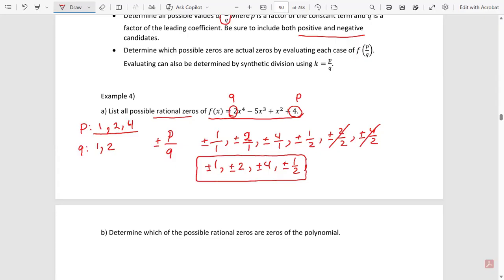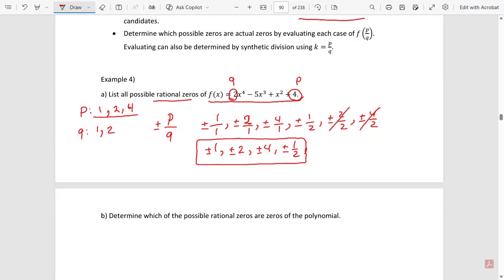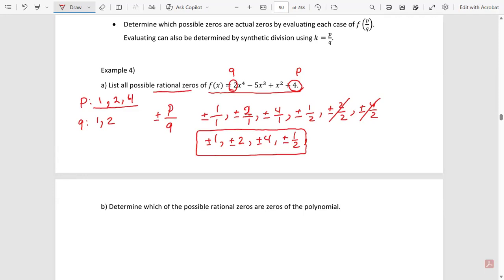Or you can use synthetic division to find and see which one gives you a remainder of zero. But when you use the rational zero theorem, you are narrowing down all infinitely many numbers. You don't need to plug in all real numbers. You just need to plug in these numbers. That's it. Because these are the only possible values that can be replaced for x.